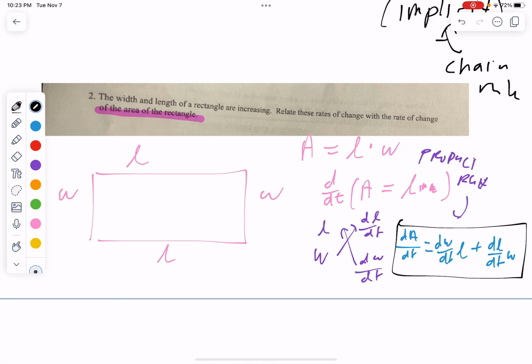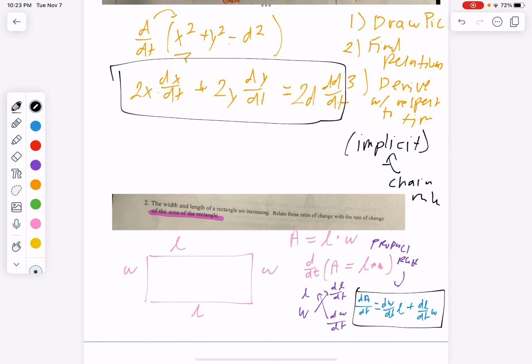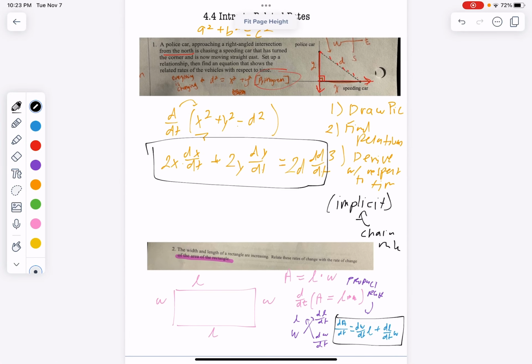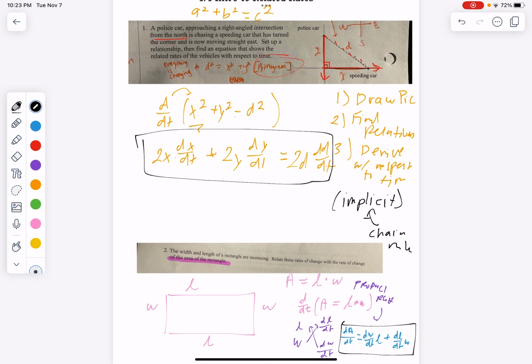And so now that's it for 4.4. But with 4.5, we're going to use what we did here, all of this implicit differentiation, chain rule, all of this jazz, with finding the related rates, and turn that into actually solving for something specifically. And we'll get into that. Anyway, see you guys next video.